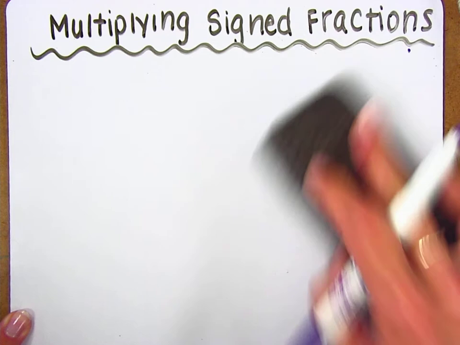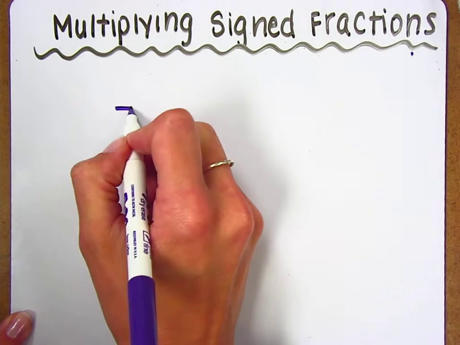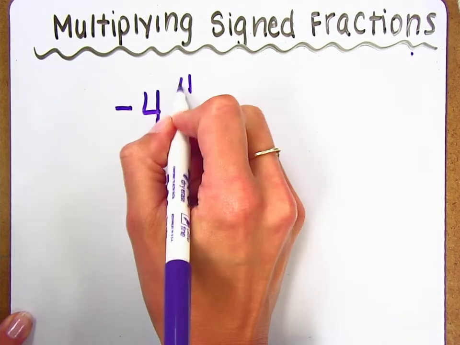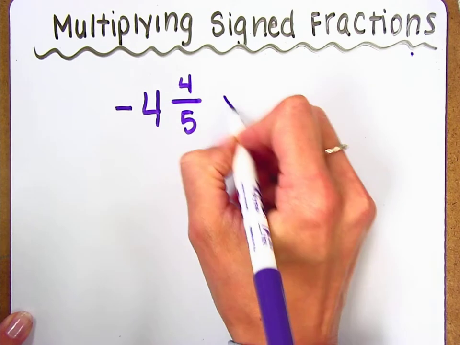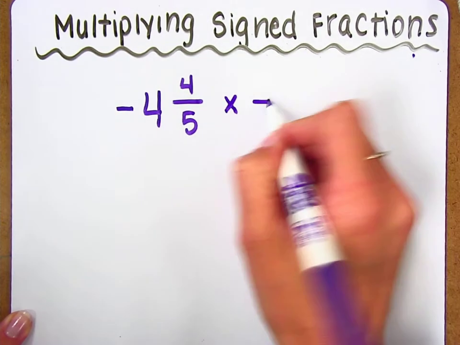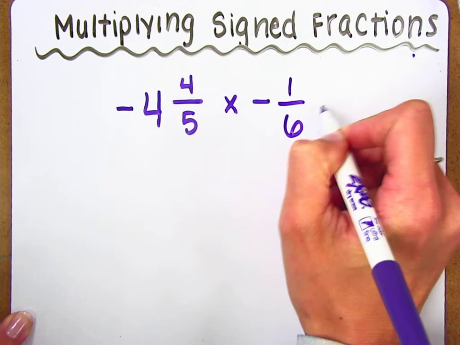The next example that we're going to take a look at is -4 4/5 times -1/6.